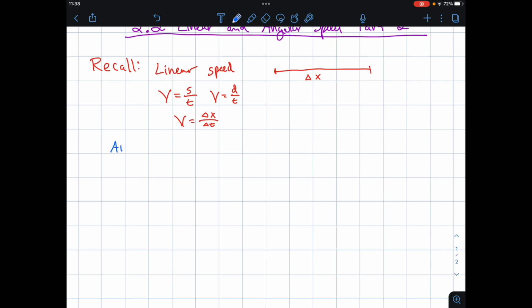Textbooks use the formula omega is equal to theta over time, where theta is the change in the angle. I kind of like omega equals change in theta over change in time. But the idea is if we have some rotation and we sweep out some angle theta, we're just tracking how theta changes over time.